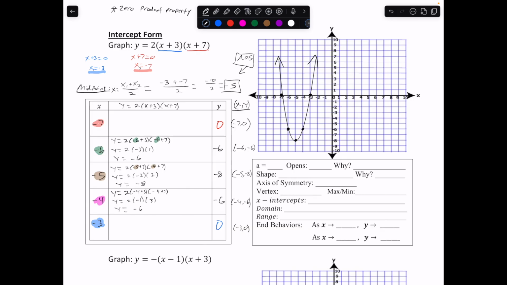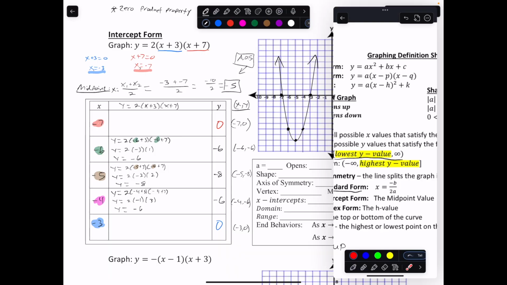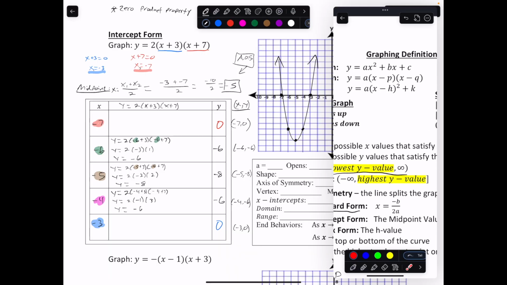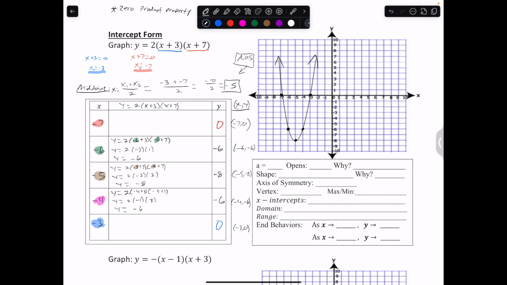So we start off with our a value. Well, a is, if we look at our reference sheet, right, intercept form, a is given to us right here. That's our a value. So our a is going to be 2. Okay, so that doesn't change. So a is 2. That still tells us the graph opens up. Okay, why? Because a is positive. Okay, and then since a is 2, that also tells us the shape.